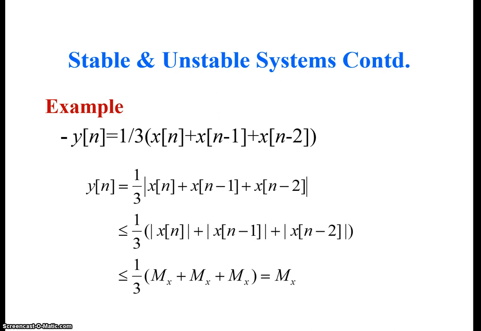So an example is the moving average system, y of n is equal to 1 by 3 times x of n plus x of n minus 1 plus x of n minus 2. In this case, the output depends upon the input signal only. As long as my input signal is bounded, the output is also bounded. So we'll call the system a stable system.